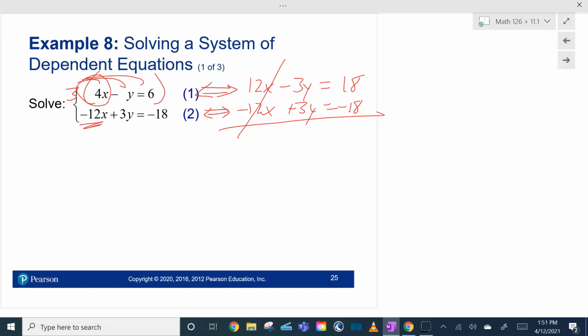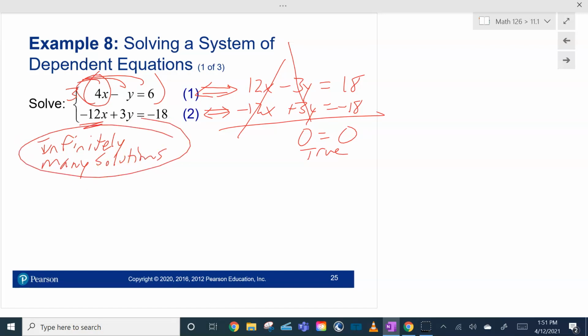We got 0. But then notice this. Ooh, look at that. Negative 3y plus 3y. I got 0 here. And over here I got 18 minus 18. I got 0 here. So what's going on is, well, this is always true. Yeah, that's true. 0 equals 0. And what this means is this is infinitely many solutions.